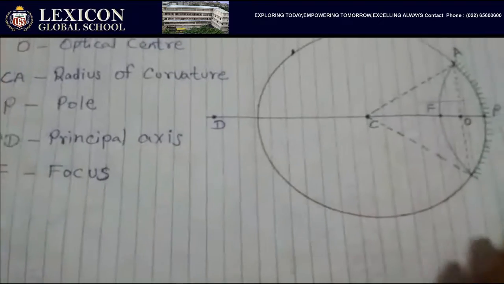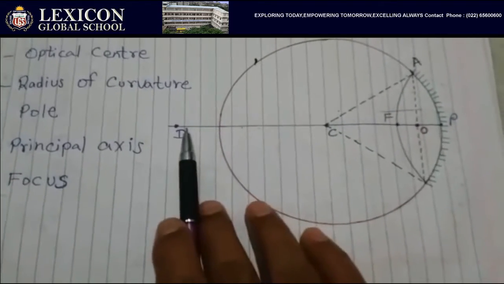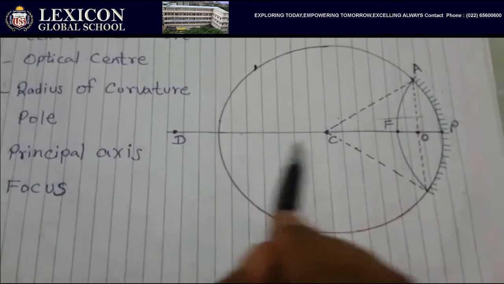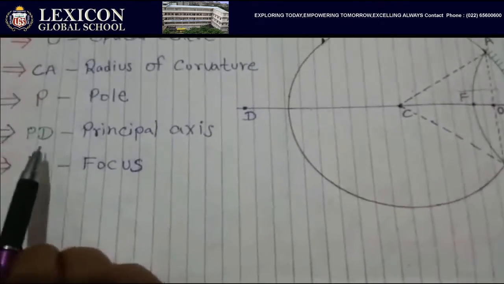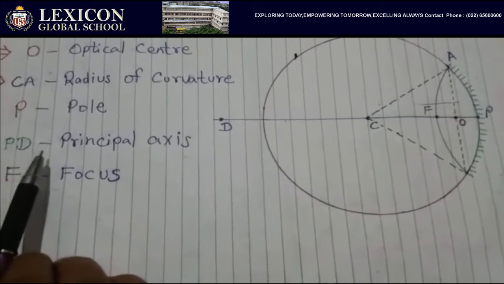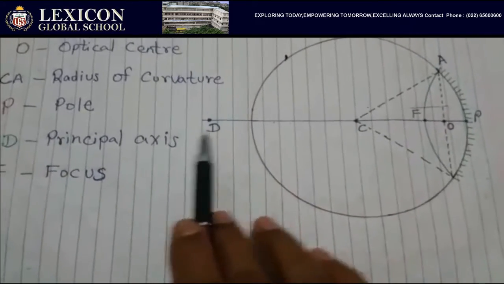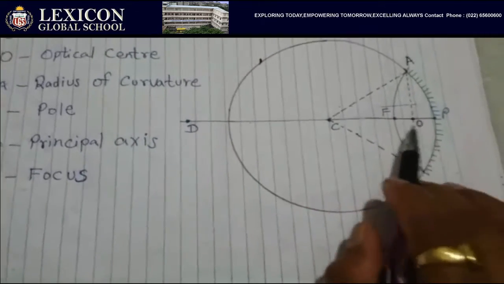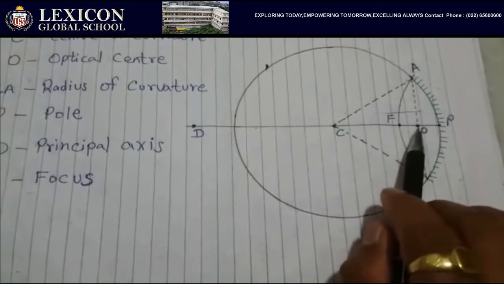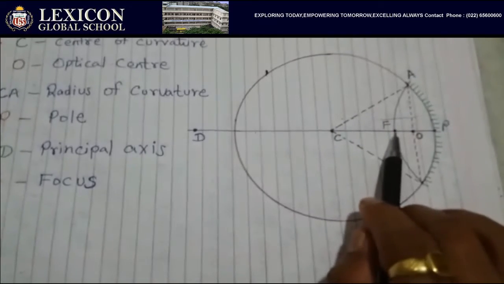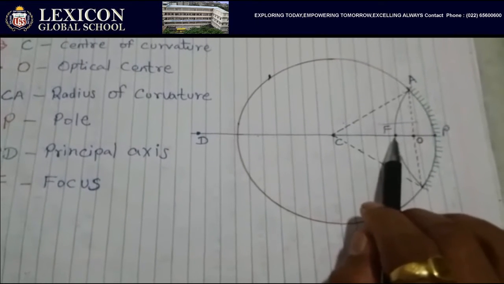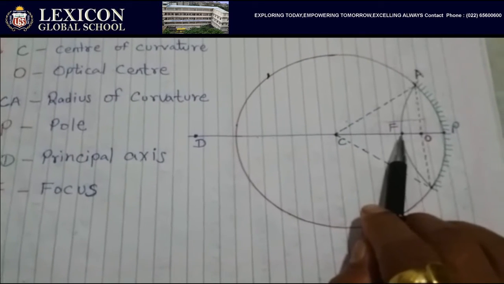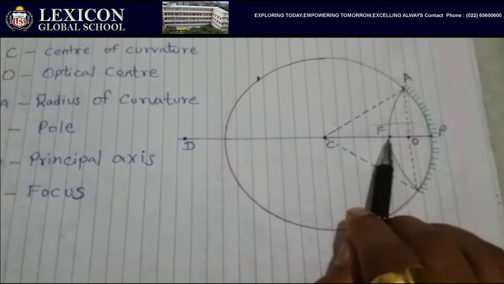Then PD, you can see here P to D, a line passing from the pole to the center of curvature, is called the principal axis. So here P to D is the principal axis. What is focus? Focus is a point from the optical center to F. This point F is called your focus. About focus we'll discuss in detail in the next video.